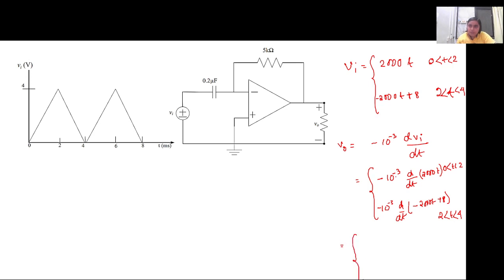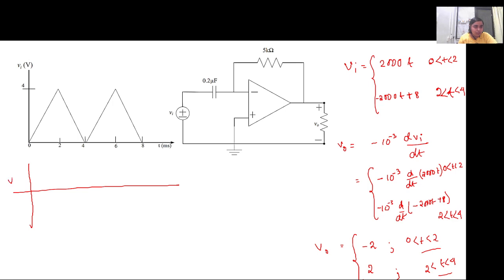So if I multiply, it will be minus 2, as d/dt of t is 1. So it is minus 2 from 0 to 2, and between 2 and 4, the 10 to the power minus 3 will cancel, minus minus becomes plus, so 2 into d/dt of t is 1, and d/dt of 8, since it is constant, is 0. So we get V naught as minus 2 and plus 2 in these two time intervals. So what will the waveform of V naught be?